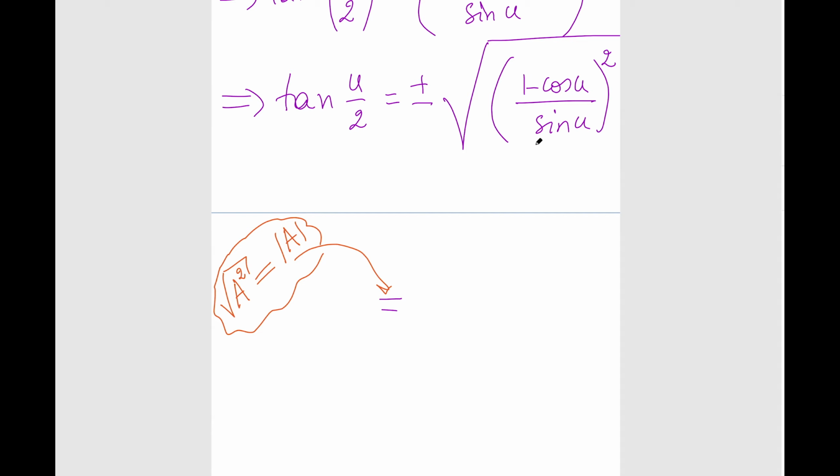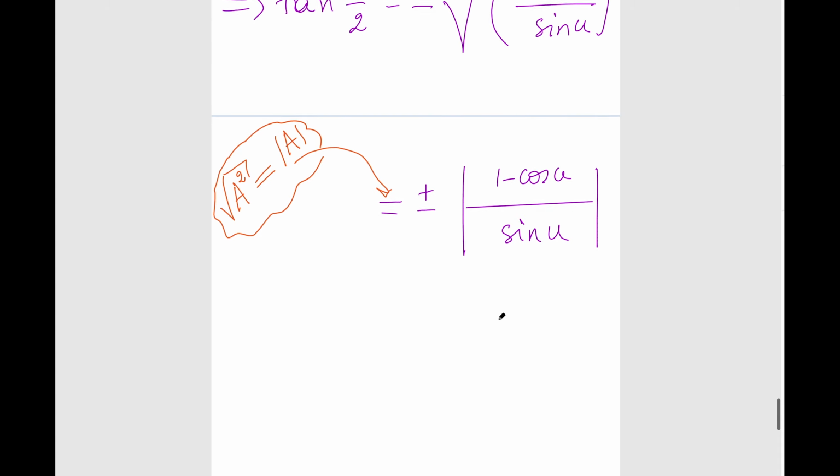Alright, so this is then equal to plus or minus the absolute value of 1 minus cosine of u divided by the absolute value of sine of u, right? And maybe in 2 steps would be better, something like this, right? But the absolute value of a quotient is the quotient of the absolute values, so we get this. Okay. Sounds good.